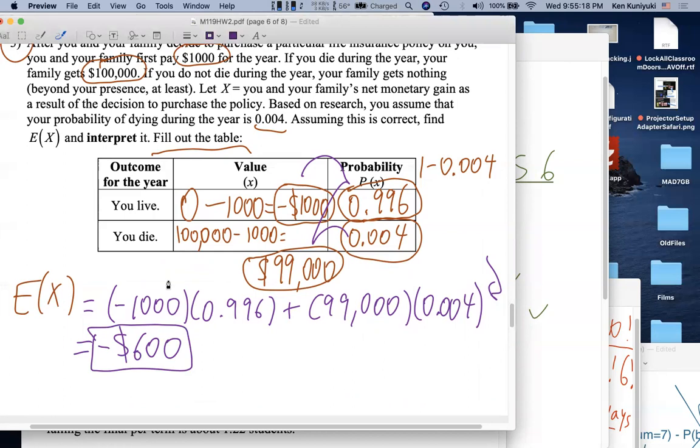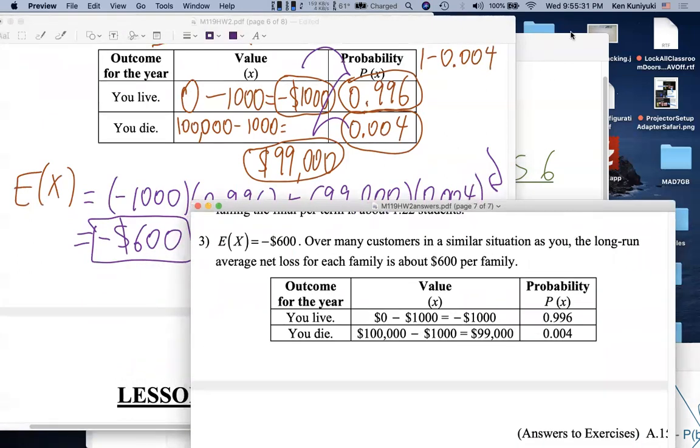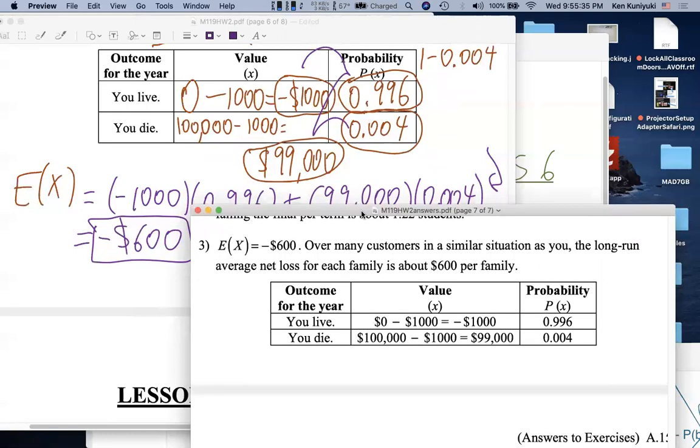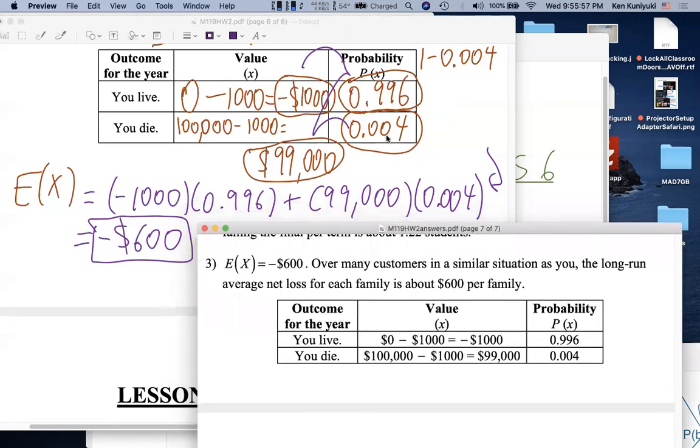And what does this mean? Any questions about the calculation? The mean of this distribution is negative $600. What does that mean? Here's what I say, though you can word this a bit differently. Over many customers in a similar situation as you, the same health probabilities and all that, the long run average net loss for each family is about $600 per family. If all those people buy this $1,000 policy, then on average it's going to be about a $600 loss per family monetarily. Of course, because the insurance company is basically making $600 per family. Insurance companies are out there to make money, right?